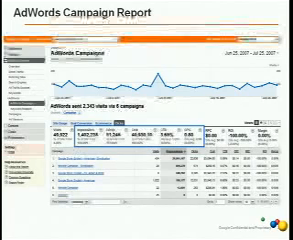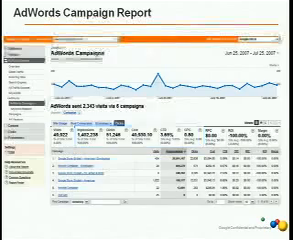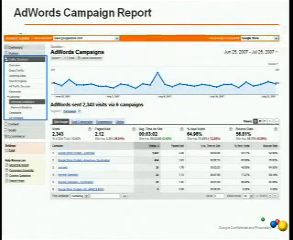So let's look at the AdWords campaign report. Actually, let's take a step back. In the Site tab, you get all the basic information, right? The visits, the page views per visit, the percent of new visits, the bounce rate, etc.